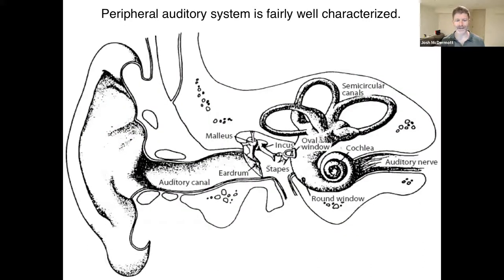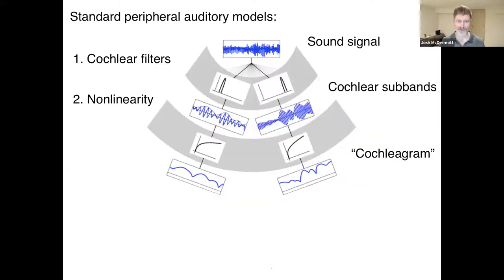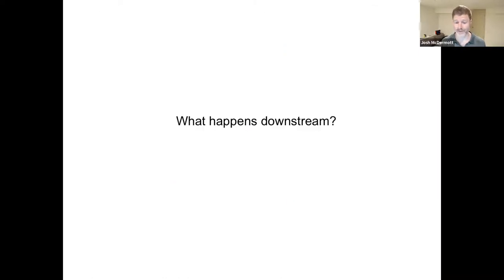So from where I sit, the peripheral auditory system is pretty well characterized. And we and many, many others in the field work with what are now fairly standard peripheral auditory models, one example of which is shown in this picture. Now, there are lots of variants of these kinds of models, and depending on your purposes, you will work with different variants, and there's certainly lots of important development continuing in this space. But most of the time in our lab, we are thinking instead about what happens downstream.